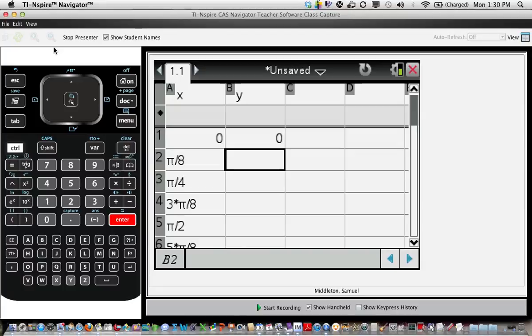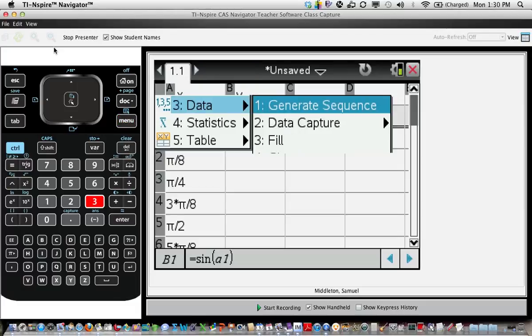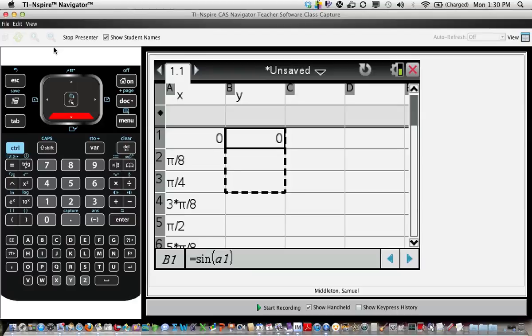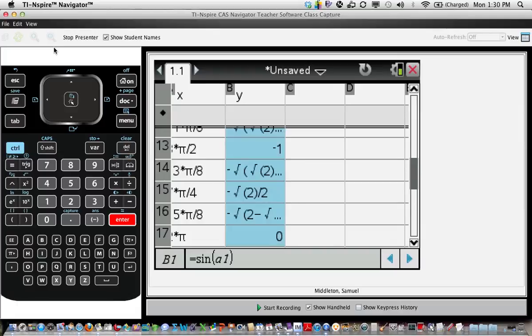Okay, so now arrow up to that, and see it says sine A1 down here. Now we want to go to our menu, data, and fill. And then we want to arrow down to 17 again. Hit enter. Hit control enter. Nothing happened. Okay, hit enter. Yeah, see, okay.